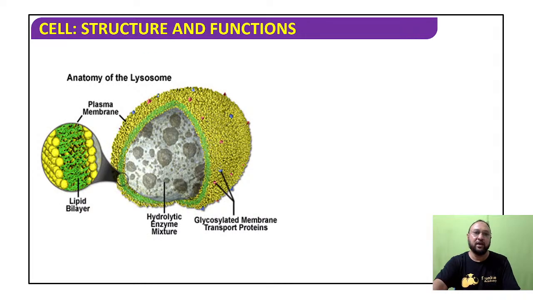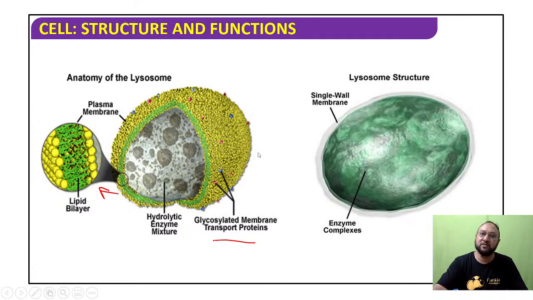Okay, now the anatomy of lysosomes. You can see the lipid bilayer. The membrane has a lipid bilayer, and this part has been shown in a magnified view here. We can see the membrane, and then we can see the hydrolytic enzymes present, and glycosylated membrane transport proteins present on this membrane. So this is how it looks. Now the lysosome structure: membrane, enzyme complexes.